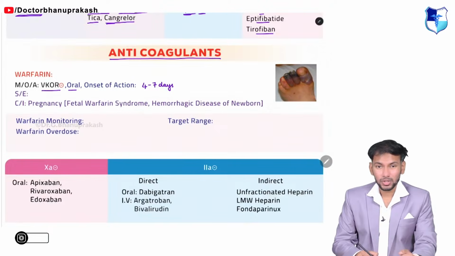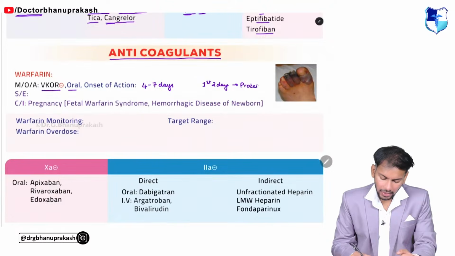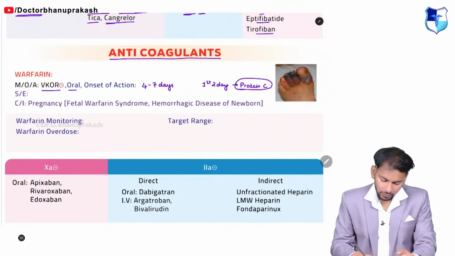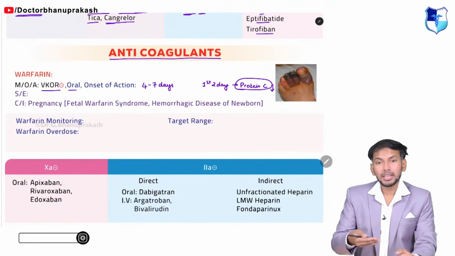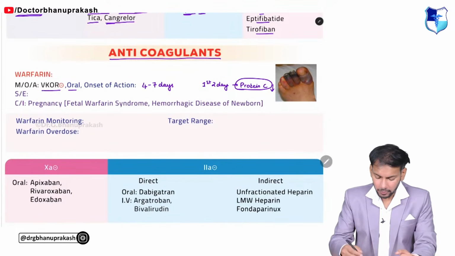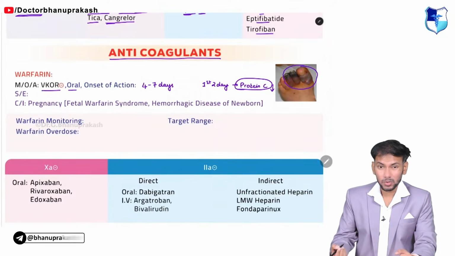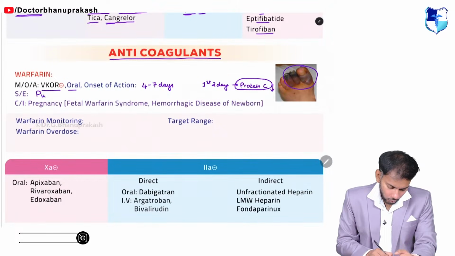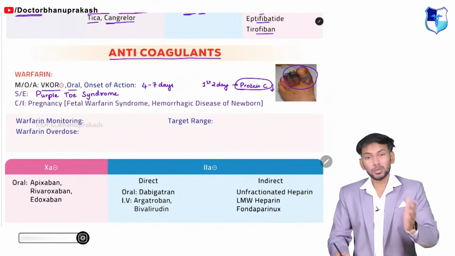But within the first 2 days, what will happen? There is something known as protein C. It is an anticoagulant factor. When this decreases, it can form thrombus in the lower extremities. So, it will give you this necrosis pattern. This is what is known as purple toe syndrome. Did you understand? It will cause purple toe syndrome.